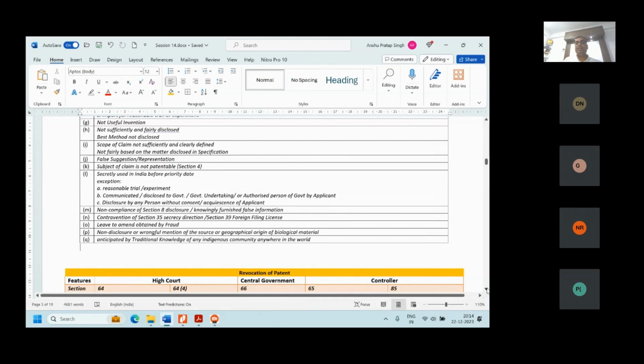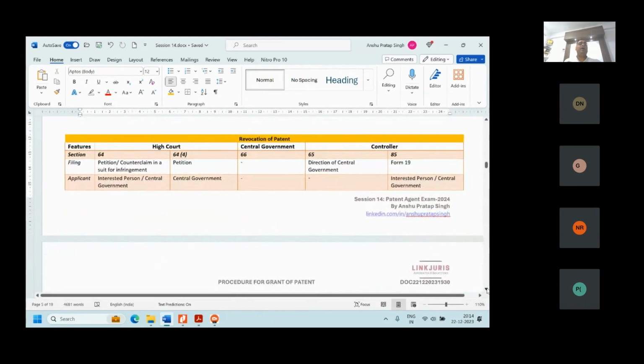Now comes how revocation happens by different authorities. High Court can revoke under Section 64. Controller revokes under 65 and 85. Central government revokes under 66. So remember 64, 65 and 66: 64 for High Court, 65 for Controller, 66 for Central Government. 65 plus 85 goes into the domain of compulsory licensing. So 85 is with respect to non-working. If it is not being worked, then 85 comes. Otherwise, this is on different grounds.